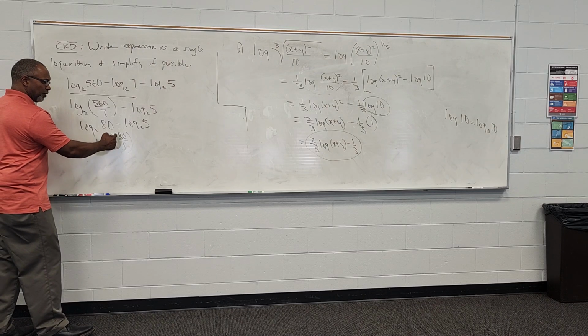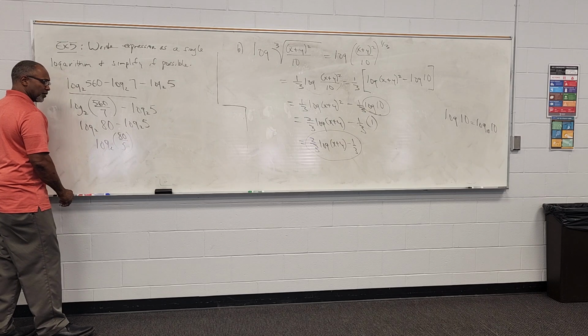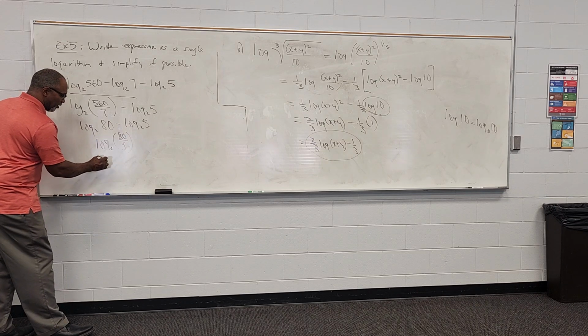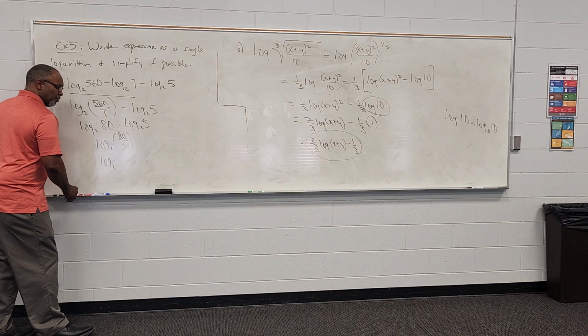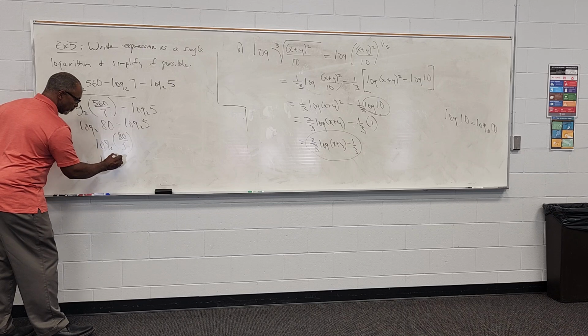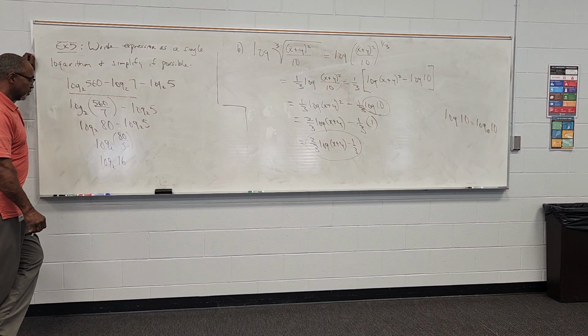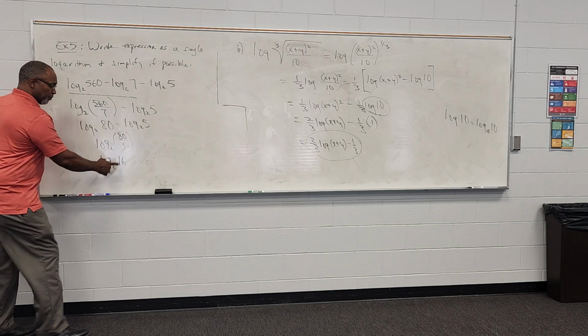Log to the base b of m over n is log to the base b of m minus log to the base b of n. Okay? But what is 80 divided by 5? Okay? 5 goes into 80, 16? 16? Okay? And now, can you simplify this?